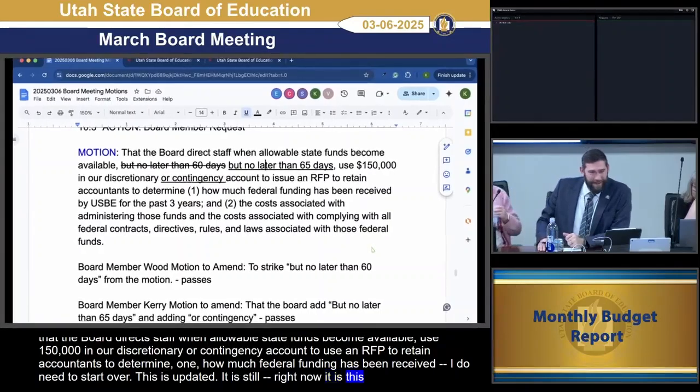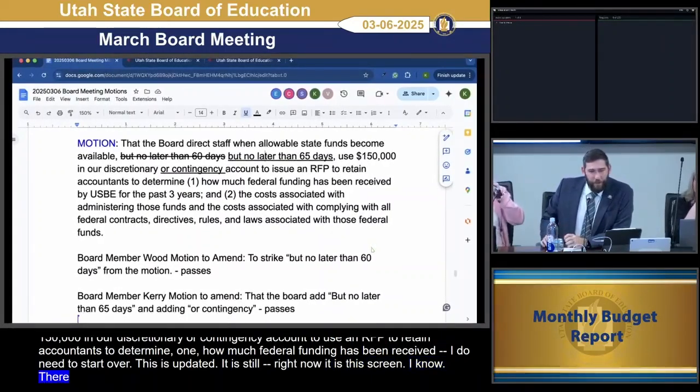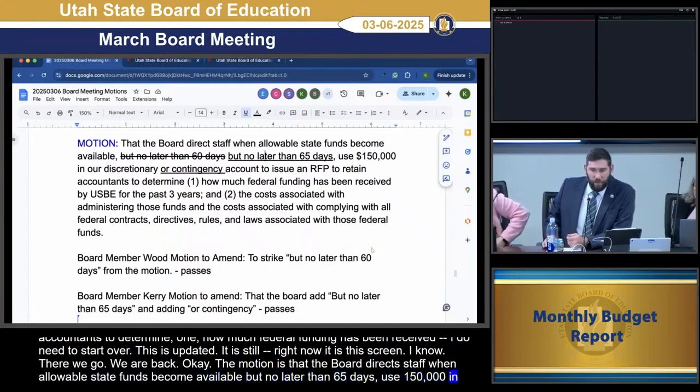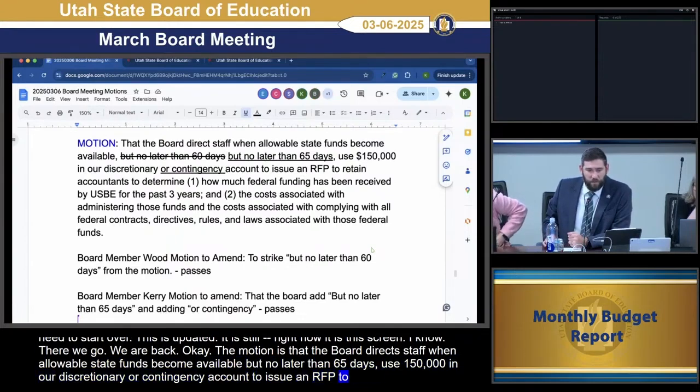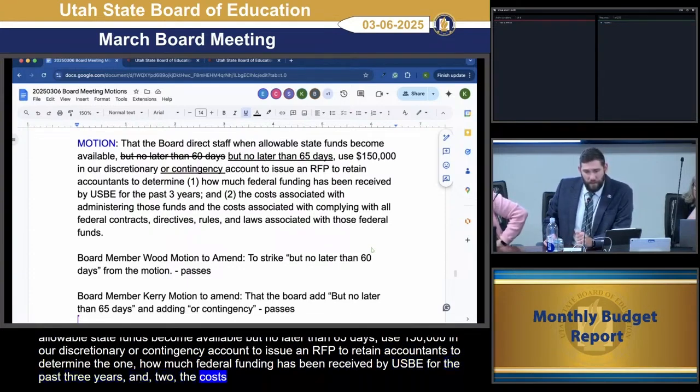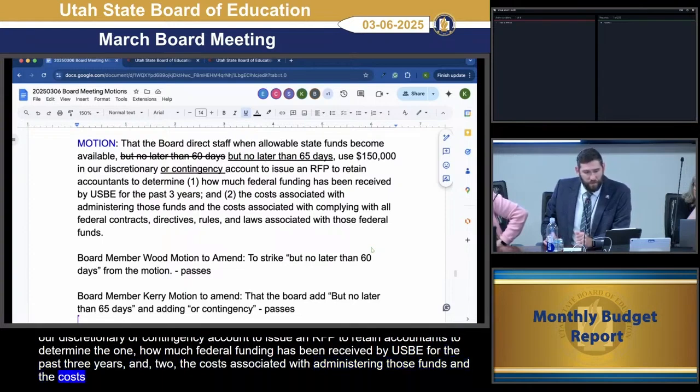We're back. Okay. The motion is that the board direct staff, when allowable, state funds become available, but no later than 65 days, use $150,000 in our discretionary or contingency account to issue an RFP to retain accountants to determine, one, how much federal funding has been received by USBE for the past 3 years, and two, the costs associated with administering those funds and the costs associated with complying with all federal contracts, directives, rules, and laws associated with those federal funds. Member Lear.